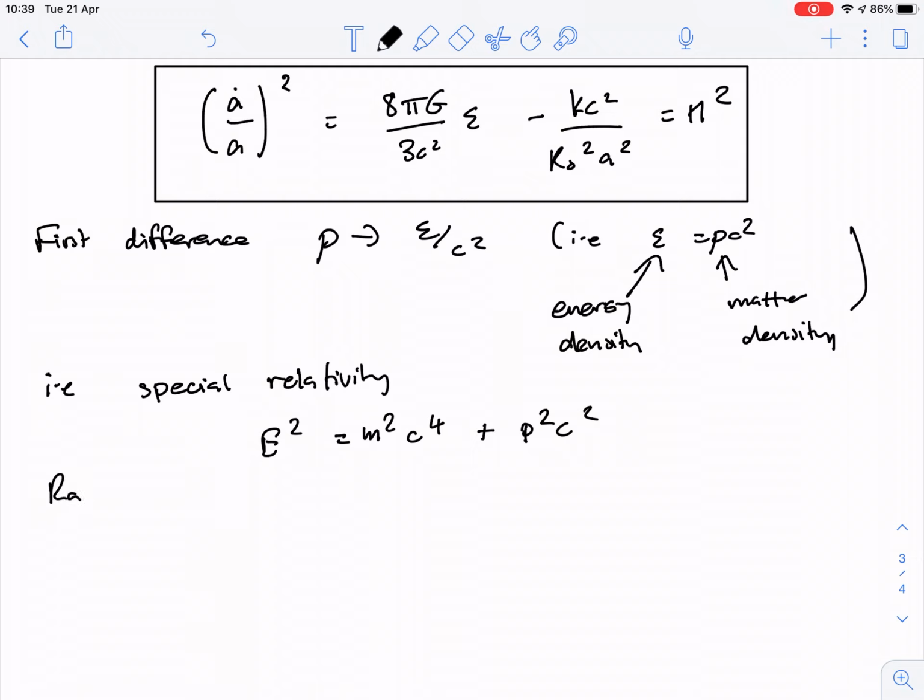So radiation, i.e. photons, can alter the evolution of the universe.